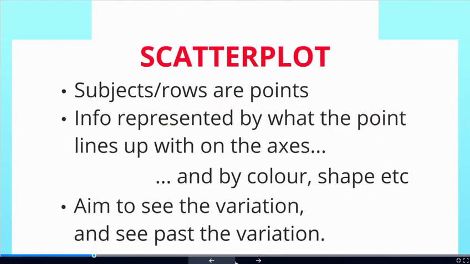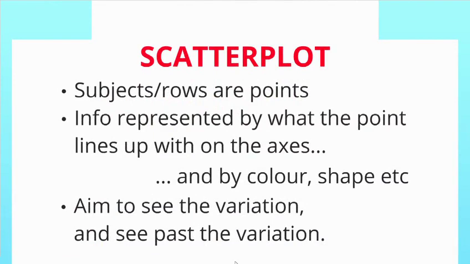All right, first kind of graph is a scatter plot. The subjects, or rows, are the points on the scatter plot. And information is represented by what the point lines up with on the axes, and possibly by colour or shape or something. And what we aim to do is see the variation and see past the variation.